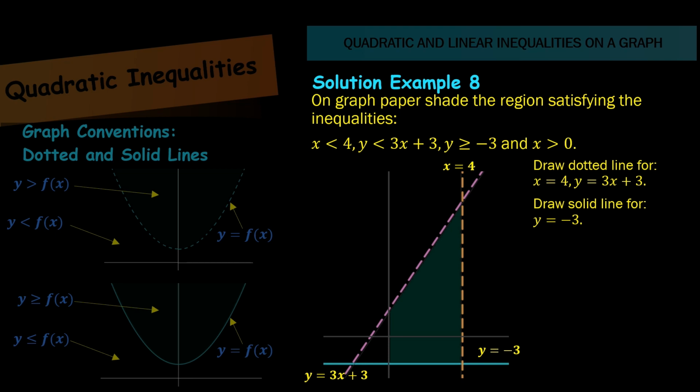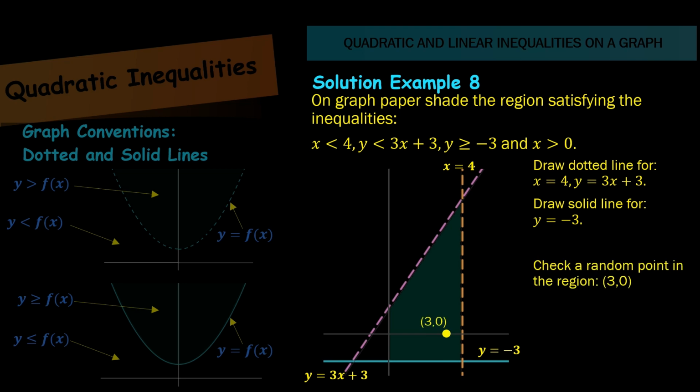Let's check a random point in this region, 3, 0. Does it hold for the inequality x less than 4? For our random point x equal to 3, 3 is less than 4. Does it satisfy the inequality y less than 3x plus 3? X equals 3 and y equals 0. Y is less than, or 0 is less than, 3 times 3 plus 3.